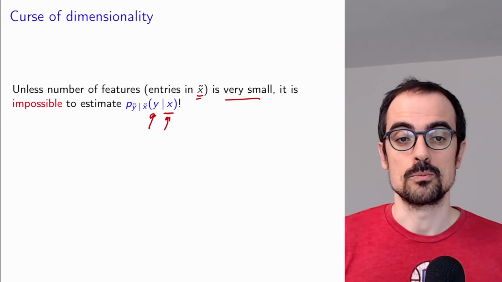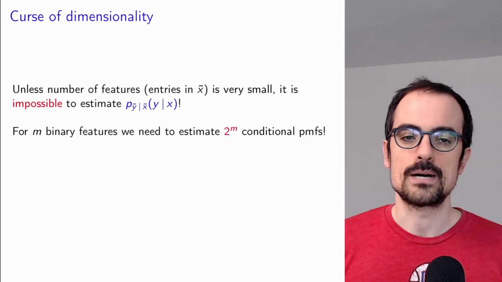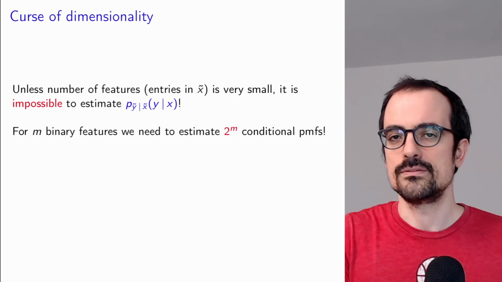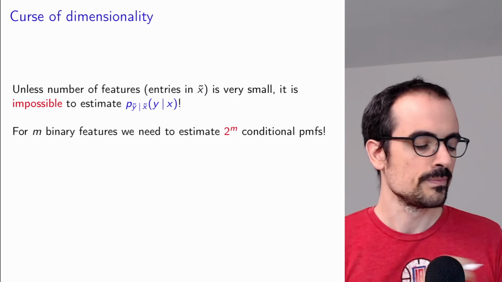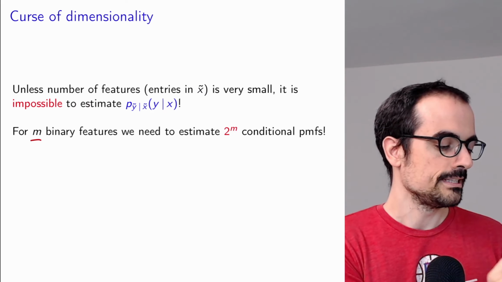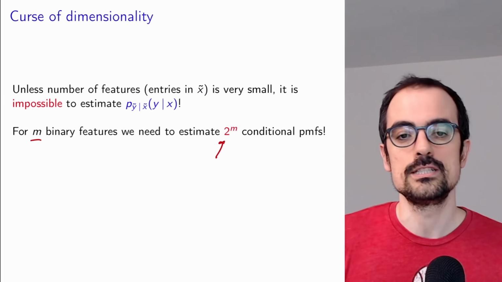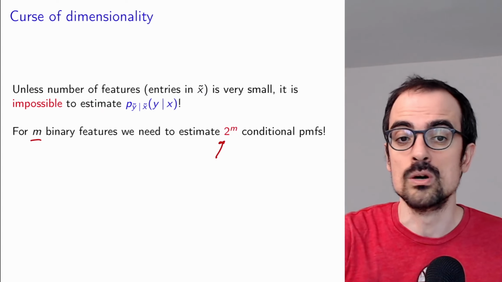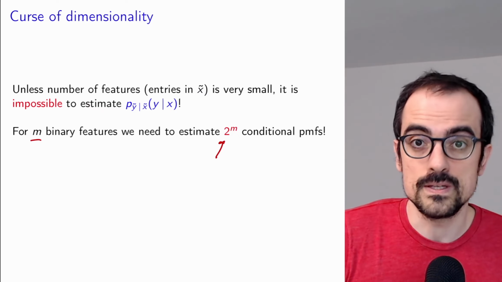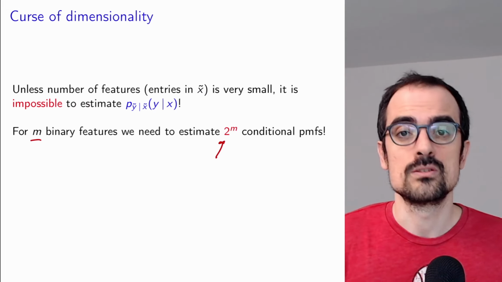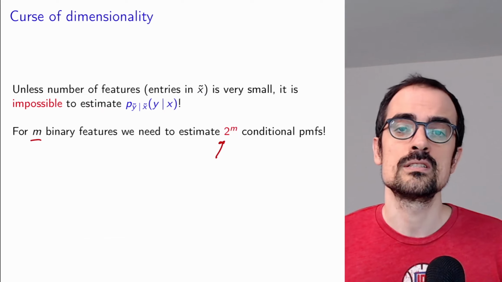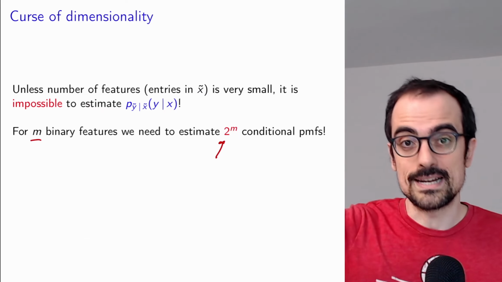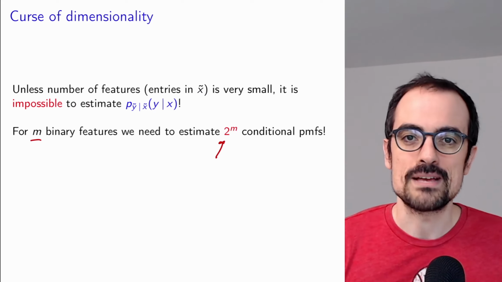We have talked about this in other videos, but you can imagine here, if you have just binary features that can be equal to 1 or 0, and you have m of them, the possible number of feature configurations is 2 to the m. It explodes exponentially as we increase the number of features. So even if you have just 100 features, which is by no means rare in real applications, then it's just going to be impossible to estimate 2 to the 100 conditional PMFs from your training data.